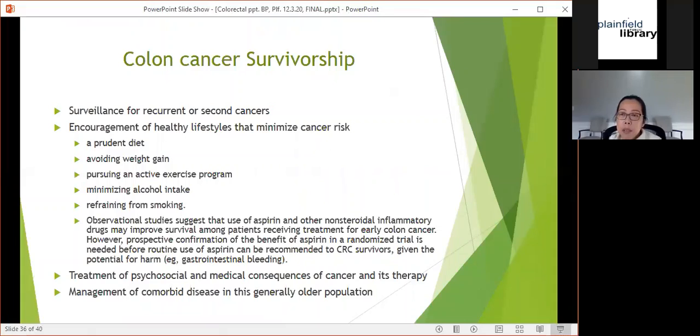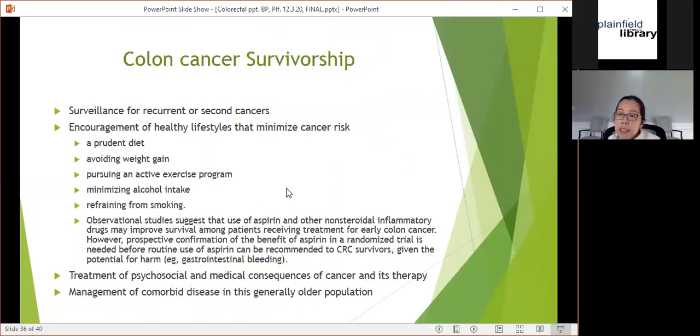With advanced treatment, we have more and more cancer survivors. The goals of follow-up include surveillance for recurrence or second cancers, and encouragement of a healthy lifestyle that minimizes cancer risk. As discussed before in colorectal cancer prevention, the same principles apply here: a healthy, balanced diet, avoiding weight gain, an appropriate amount of exercise, minimizing alcohol intake, and refraining from smoking.